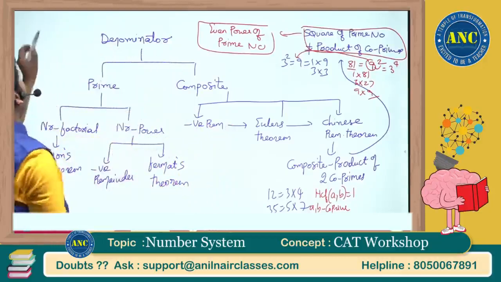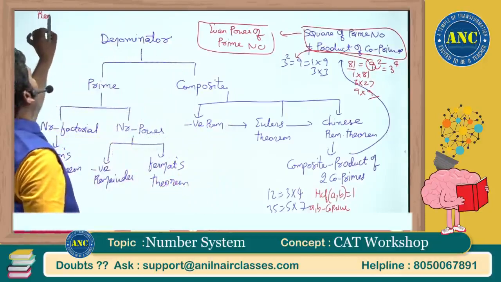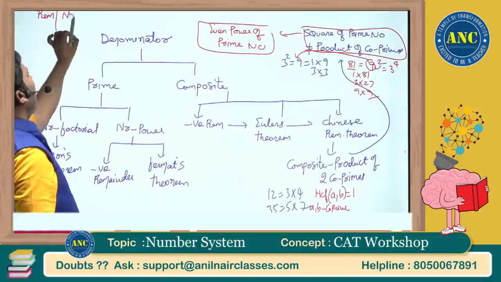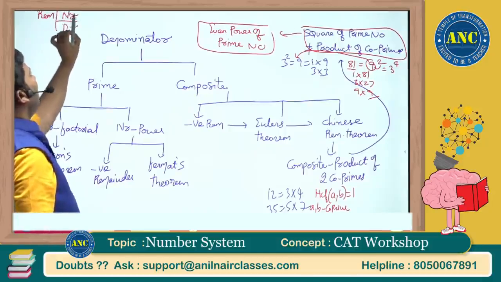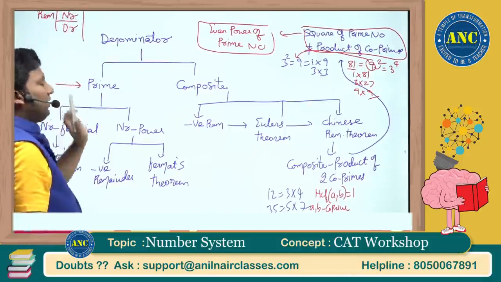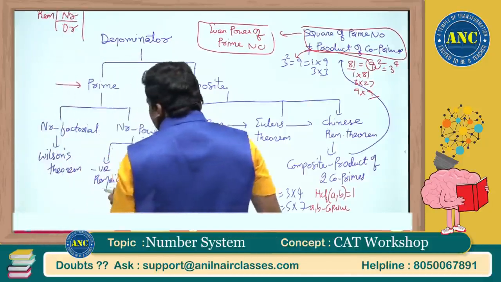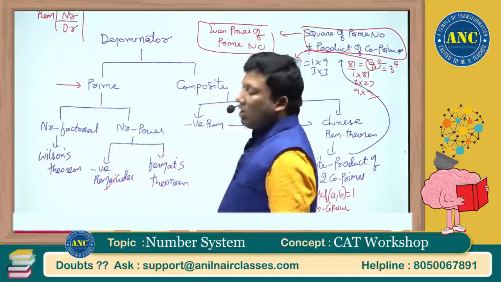This is the flowchart to solve remainder problems. Whenever you find remainder problems, ask yourself this question: is the denominator a prime number? Use the negative remainder if the numerator is not a factorial.